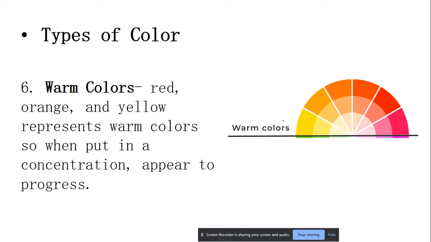So we also have these warm colors. The red, orange, and yellow represent warm colors. When put in a concentration, they appear to progress. Okay, these are the warm colors.